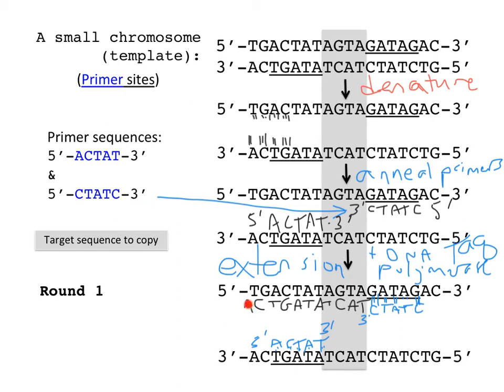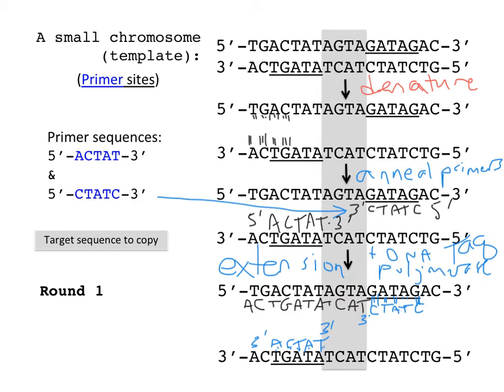Does it keep synthesizing DNA? No. It doesn't know what nucleotides to add because there's no more strand to read from. Right? Taq was reading this strand of DNA and adding in the complementary nucleotides. When it hits the end of the chromosome, there's no more single-stranded DNA to read from, so it just falls off the end. That's it.